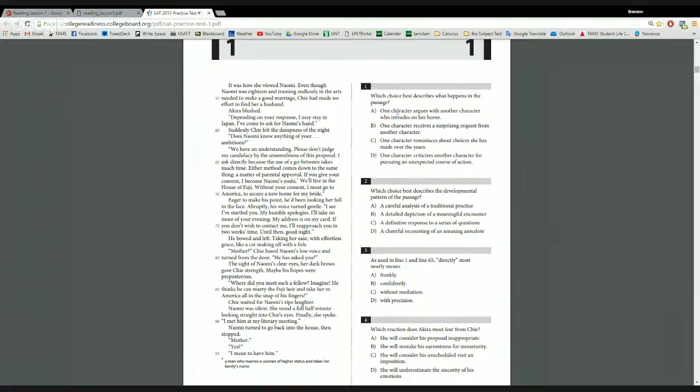One character reminisces about choices she had made over the years. That's not the exact main thing that happens in the passage. And then, criticize another character. Criticism is pretty harsh hitting, so that's probably not the correct answer. So the answer is B.